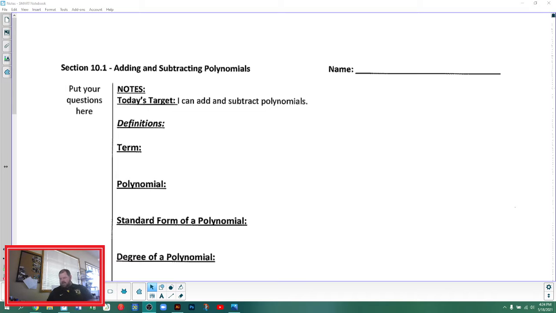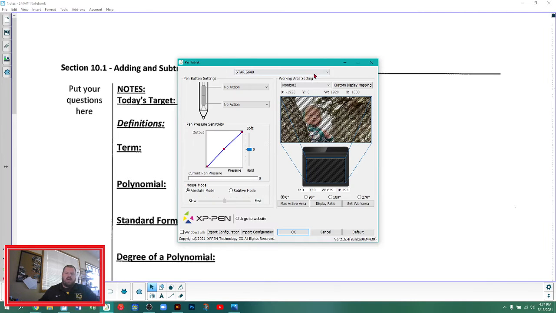Today we're going to be looking at the start of Unit 10, which is all about polynomials. Today we're just going to be looking at adding and subtracting polynomials, and I'll give a very basic idea of what this really means. But first, let's get a couple of definitions out there.